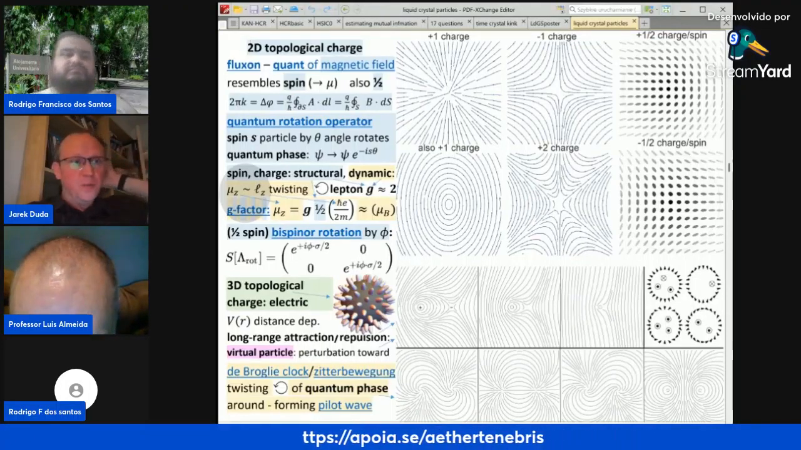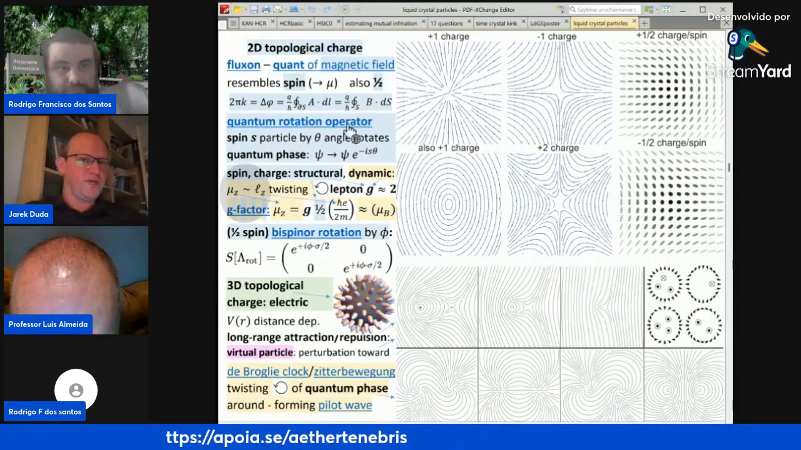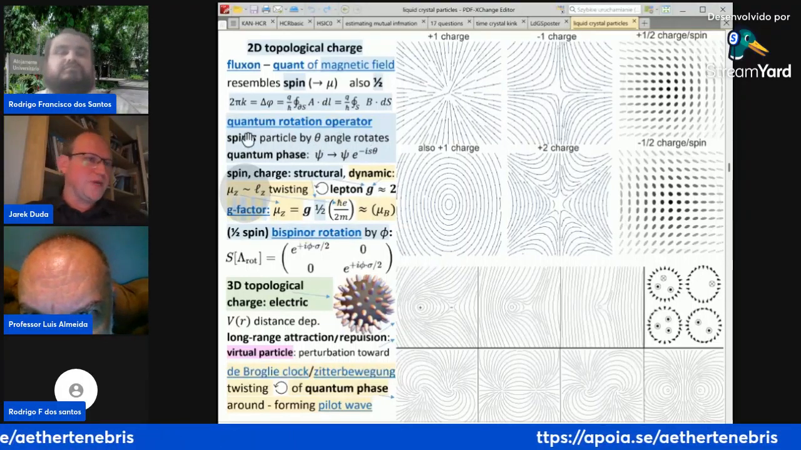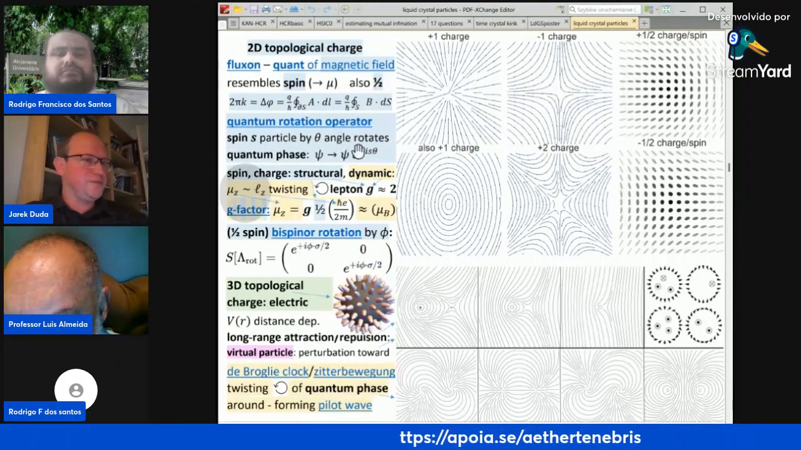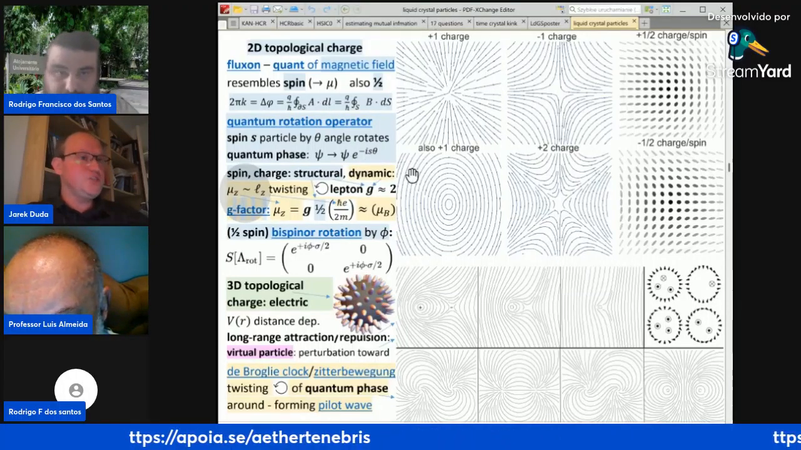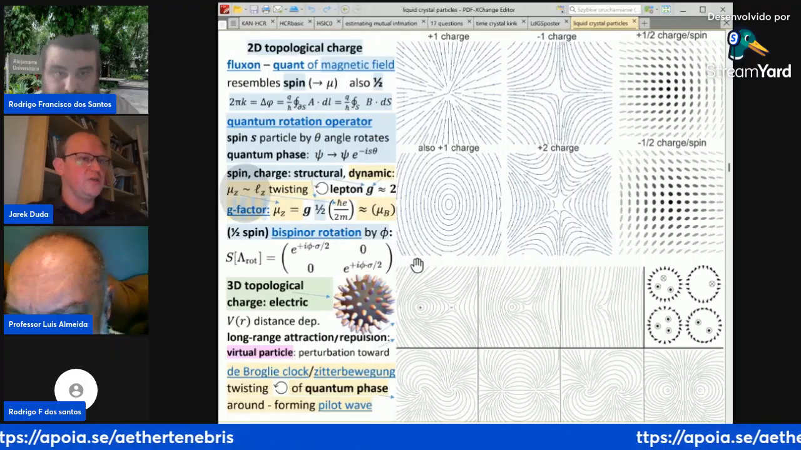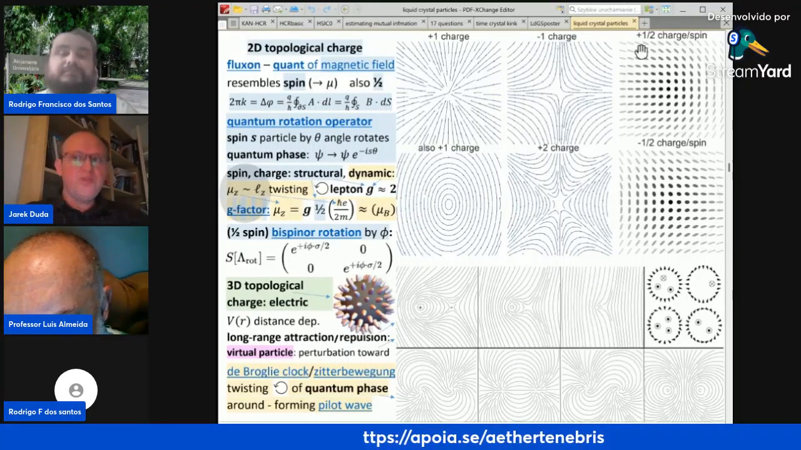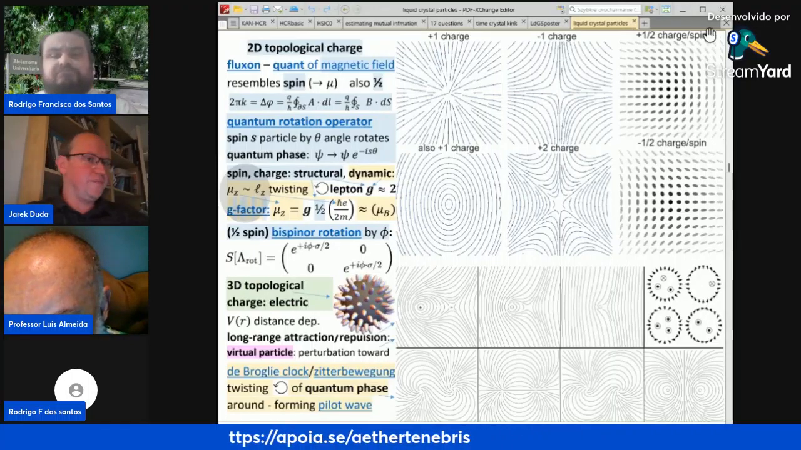Yes, and for spin, literally there is this quantum rotation operator saying that a spin S particle rotated by theta angle makes the quantum phase rotate by theta times spin. So this is exactly what we have used here. This topological charge is exactly according to the definition of spin. So, we can also have spin 1/2.